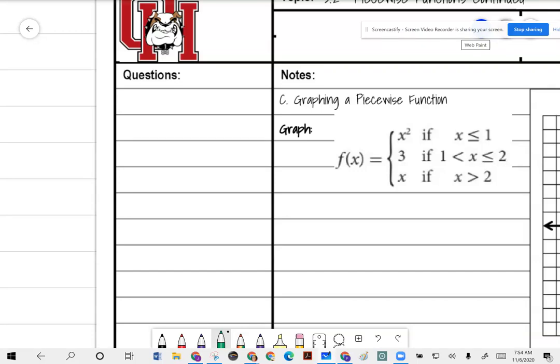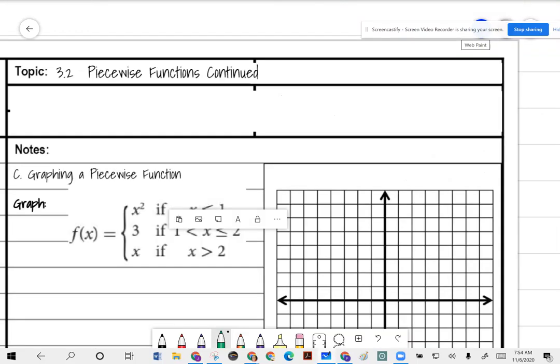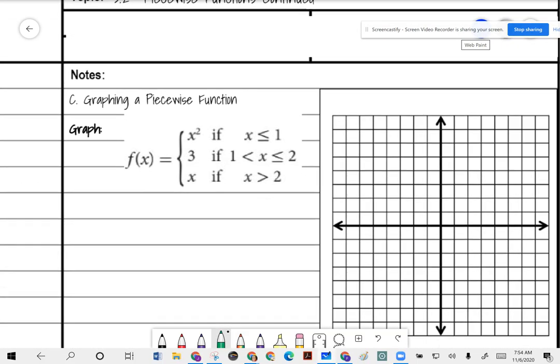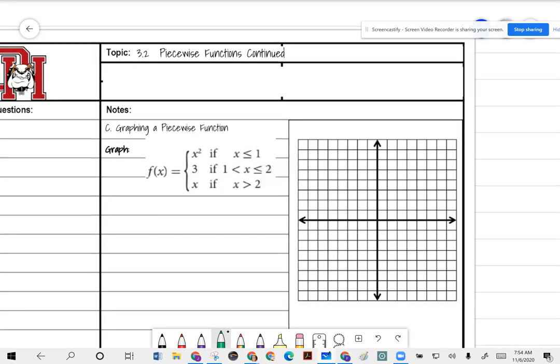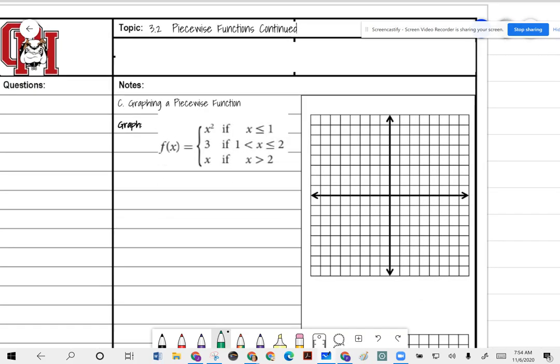All right, so in this video, we are going to be talking about graphing a piecewise function. And so remember, a piecewise function is just pieces of different types of functions, and they give you a restricted domain. So think about this first equation right here, where we have x squared, but it's only x squared if we have x values that are less than or equal to 1.